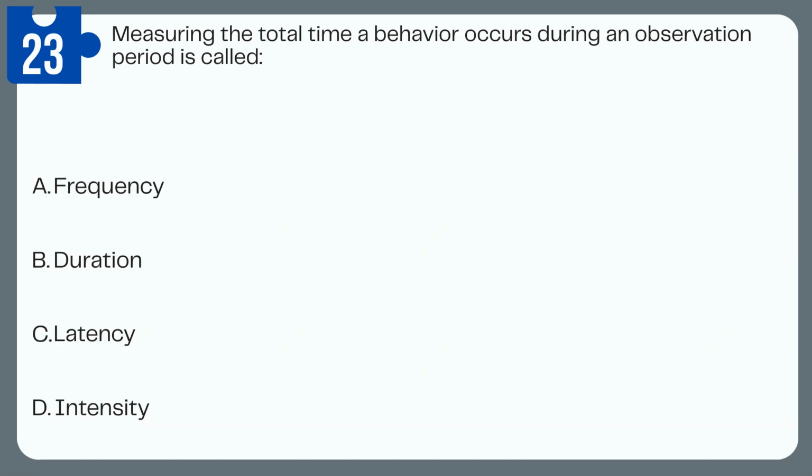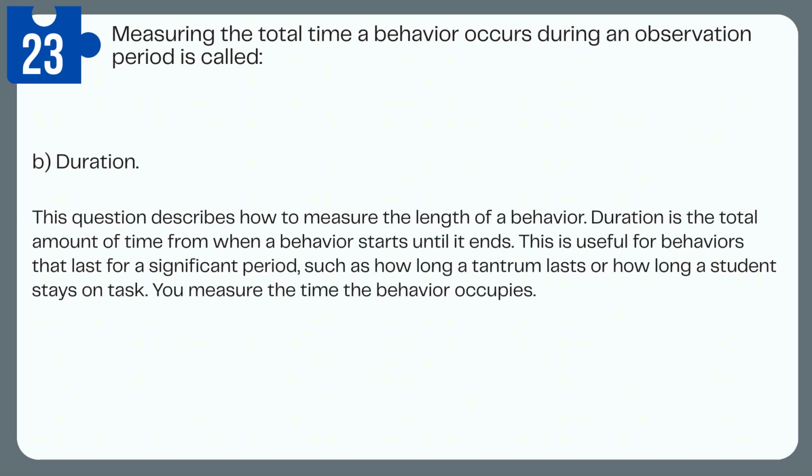Question 23. Measuring the total time a behavior occurs during an observation period is called A. Frequency. B. Duration. C. Latency. D. Intensity. Answer: B. Duration. This question describes how to measure the length of a behavior.